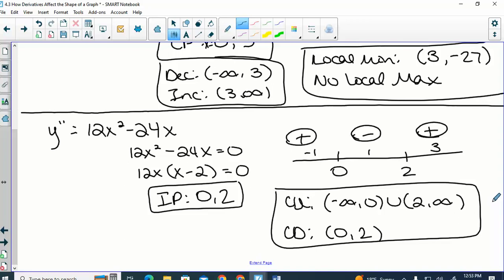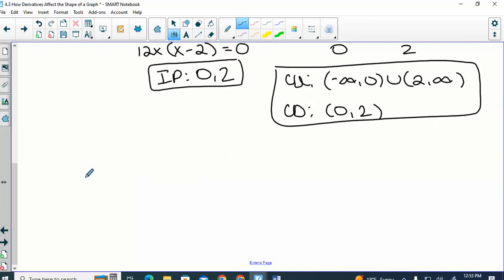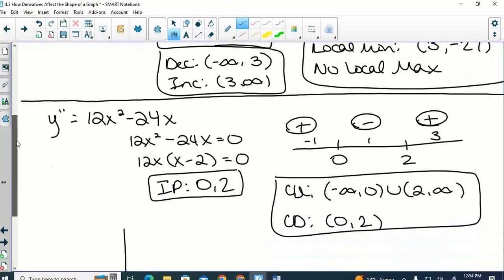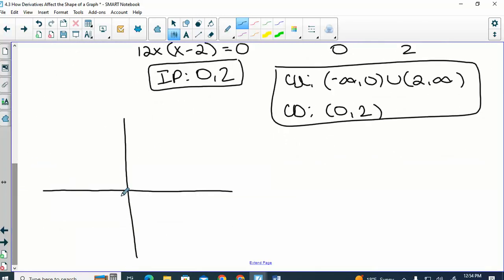Let's graph it. Alright, so I have a min at 3, negative 27. I'm just gonna count by tens on my y. Inflection points, I like to plot these with an X. So let's get the actual points so we can place them on our graph.